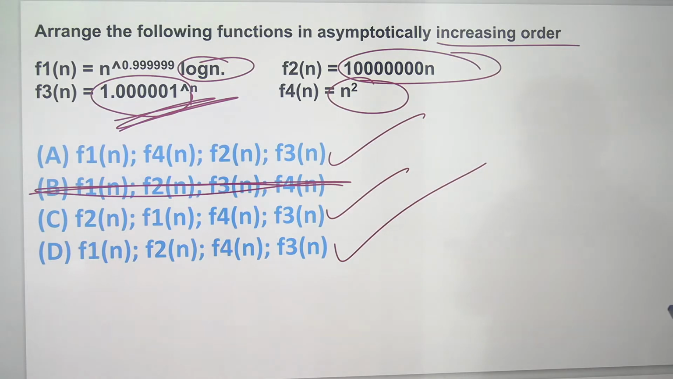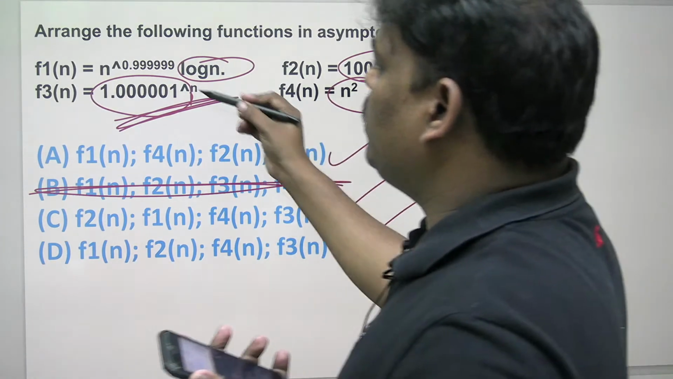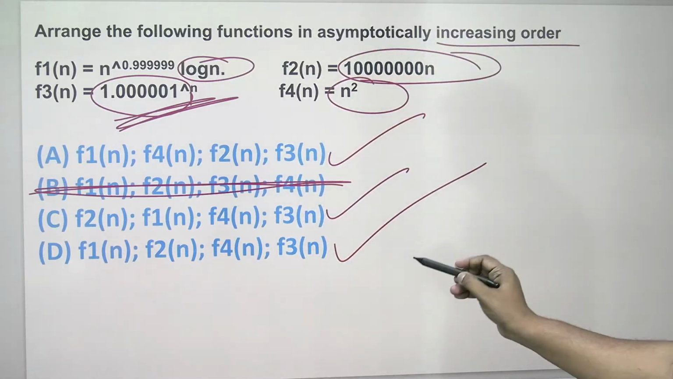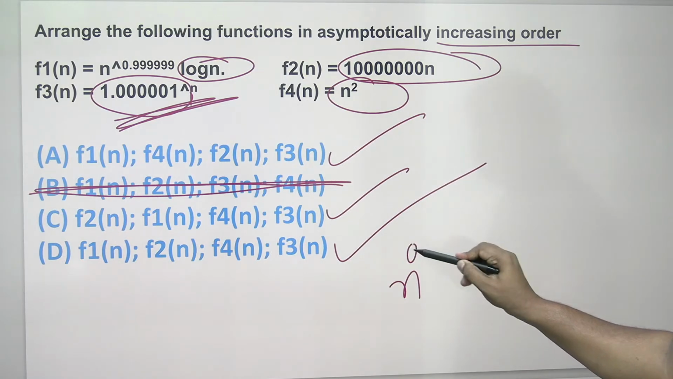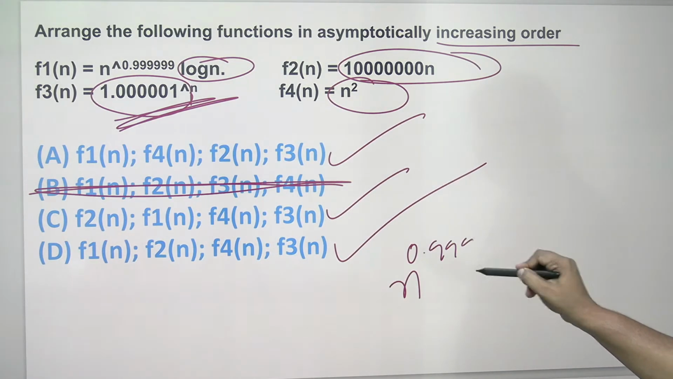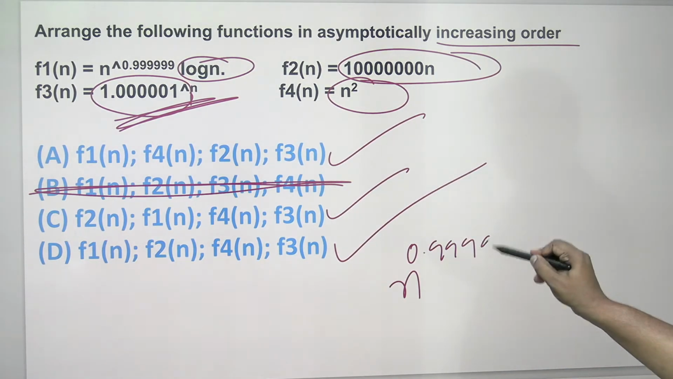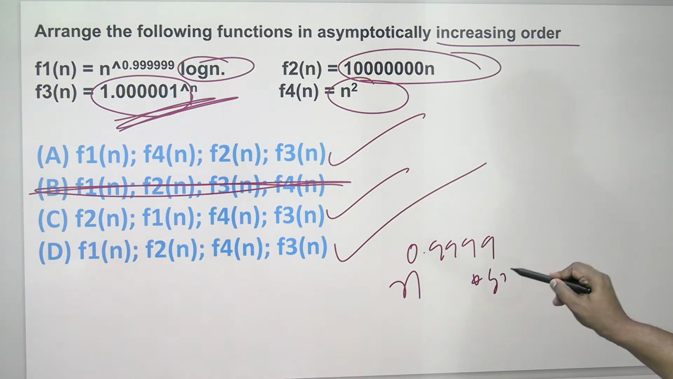F3 is the bigger. Right? Now see the next one. See this one. F1, if you see, n power 0.99999, that's fine, something like that, into log n. That is the F1.